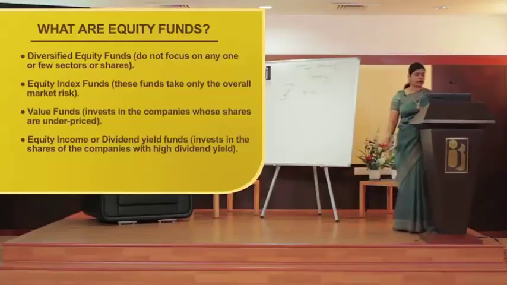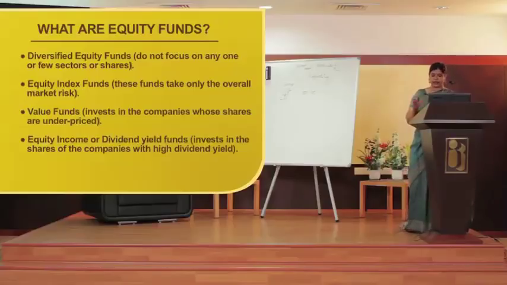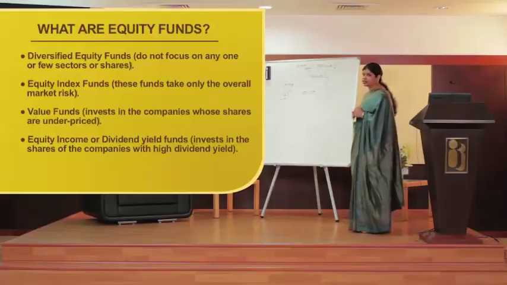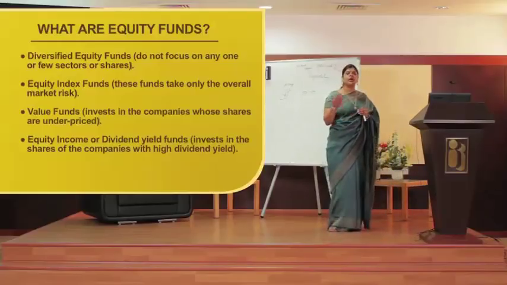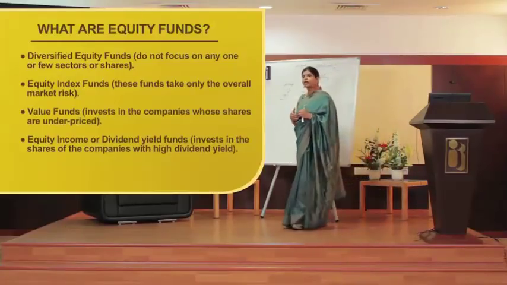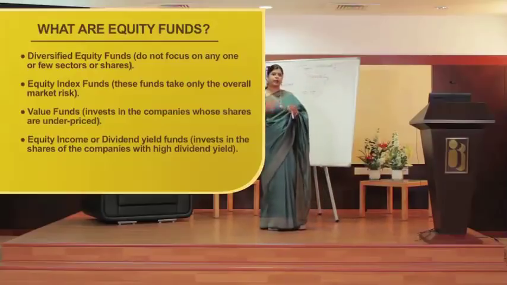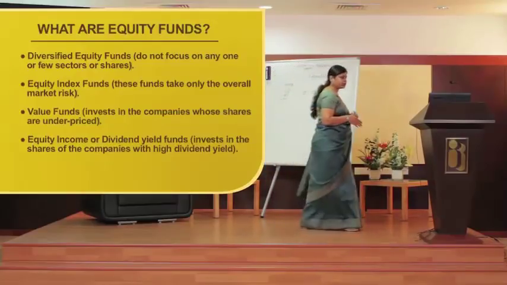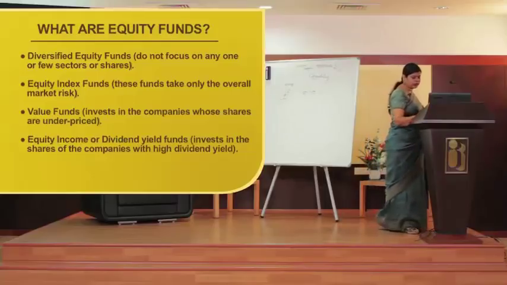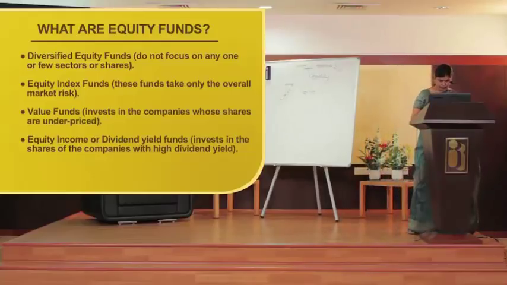Then equity income or dividend yield funds are basically those which invest in companies with a good dividend history. Those who have been paying good dividends or have a high dividend yield, such companies are preferred for routing the investments through an equity income or dividend yield fund.